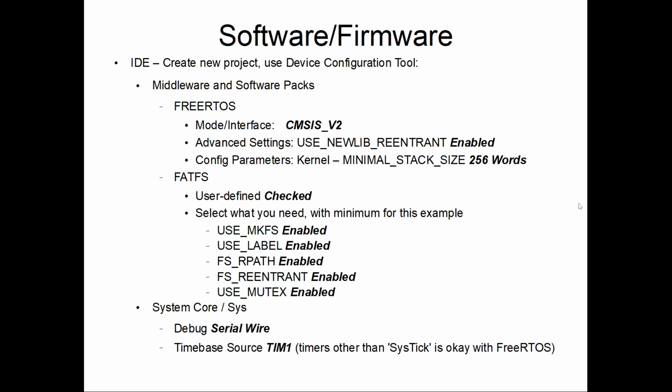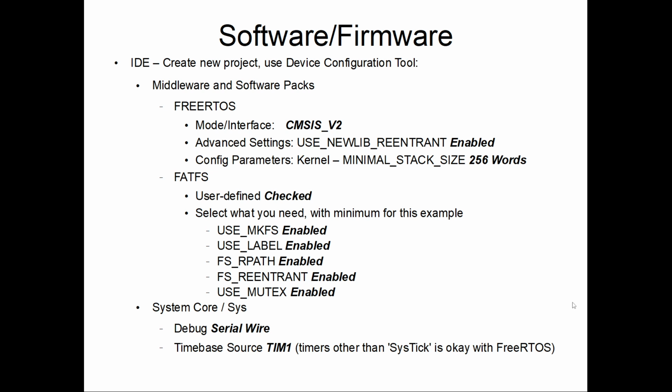So if we look at the software slash firmware, you go into the IDE. I'm not going to go through all this. I'm just going to quickly outline it here so you know that it's there. Go in there, pick middleware. I'm using FreeRTOS. In particular, make sure you pick it as re-entrant support, and then you pick the FAT file system.